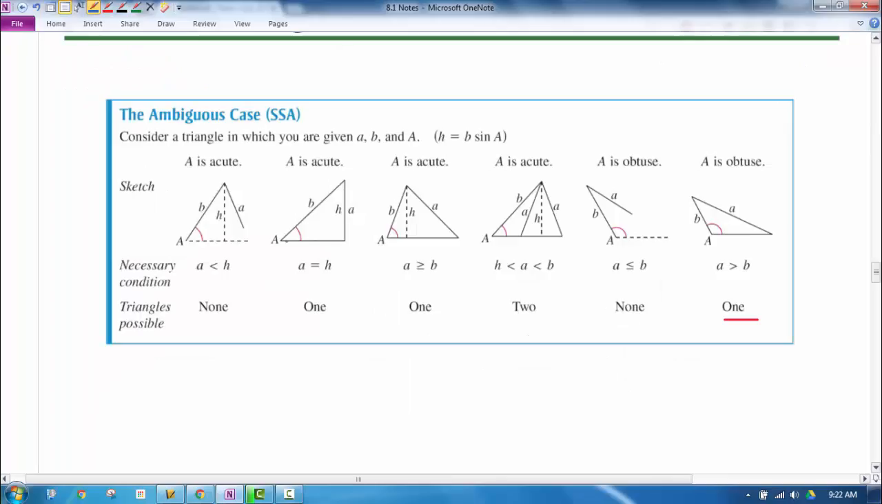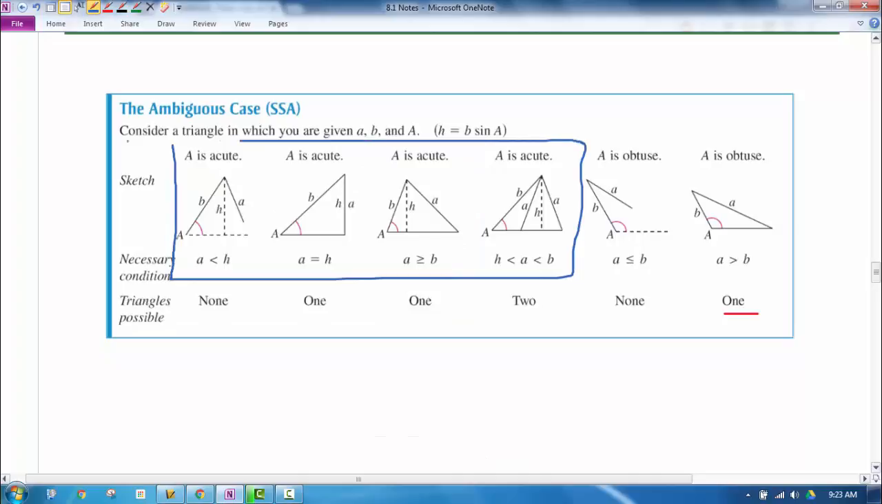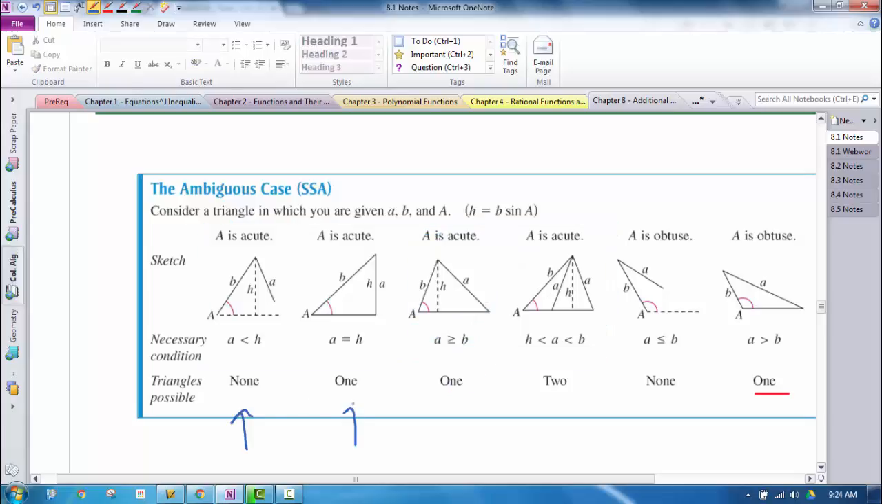So in the notes, we're dealing with an acute angle here. So we're dealing with one of these 3 situations. Actually, one of these 4 situations. And it's not this one because a is not bigger than b. So we're looking at these 3 situations here.